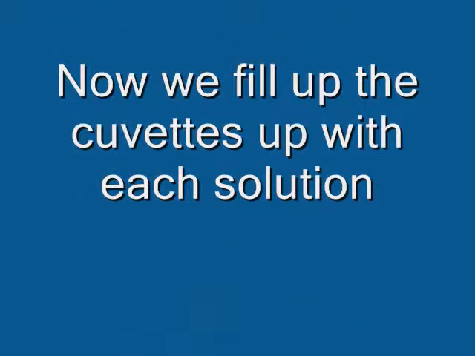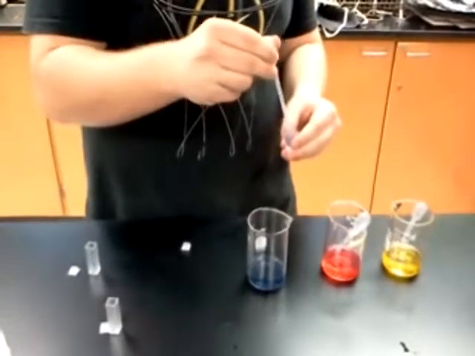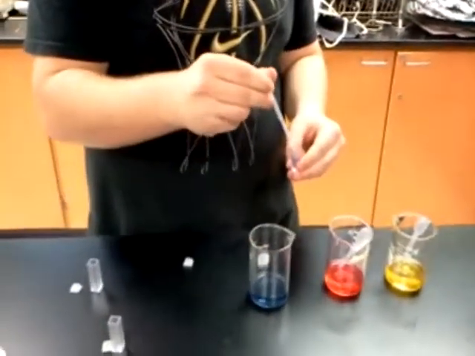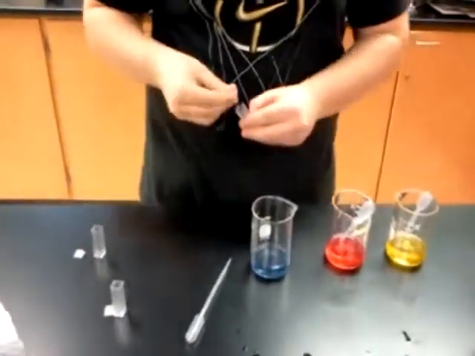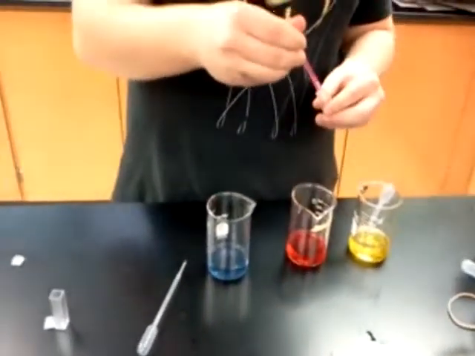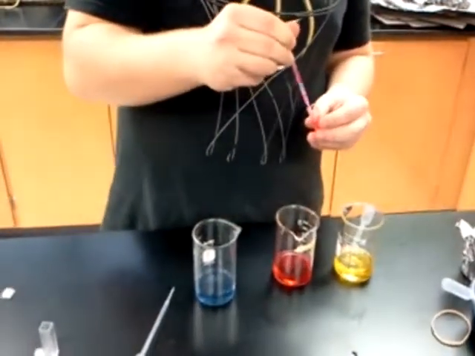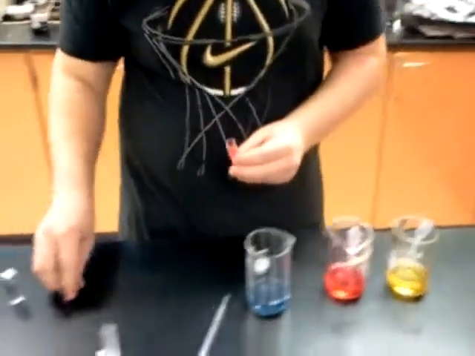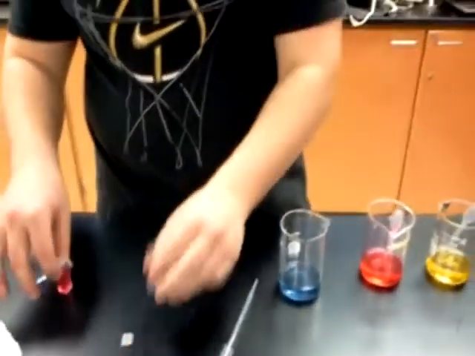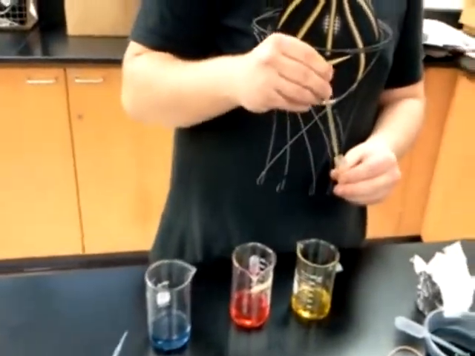Now we fill up the cuvettes with each solution. First, the normal cabbage juice, which is a bluish color, similar to a light indigo. Next, we use the acid solution that was mixed with cabbage juice, which forms a light reddish color. Then lastly is the base solution, which is a yellowish color.